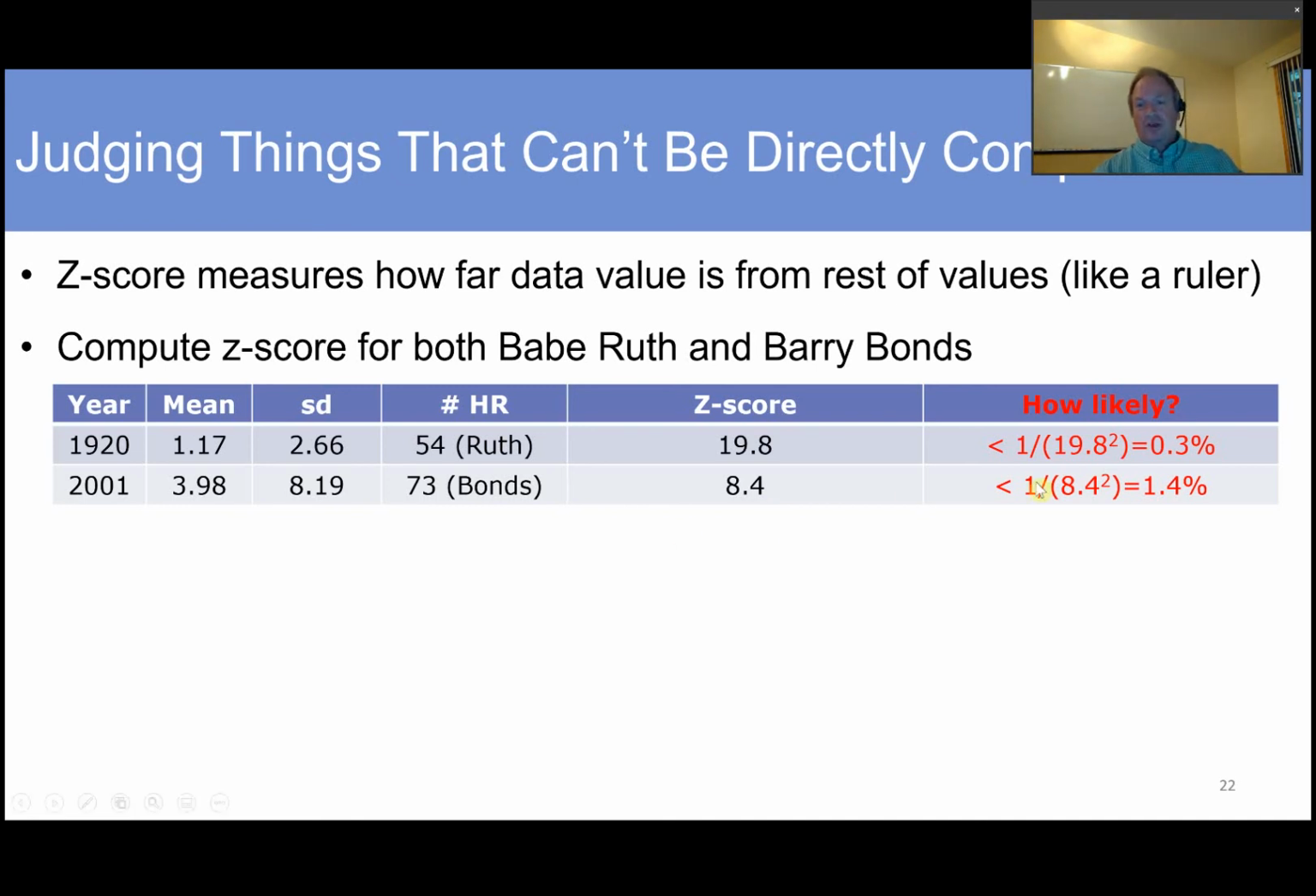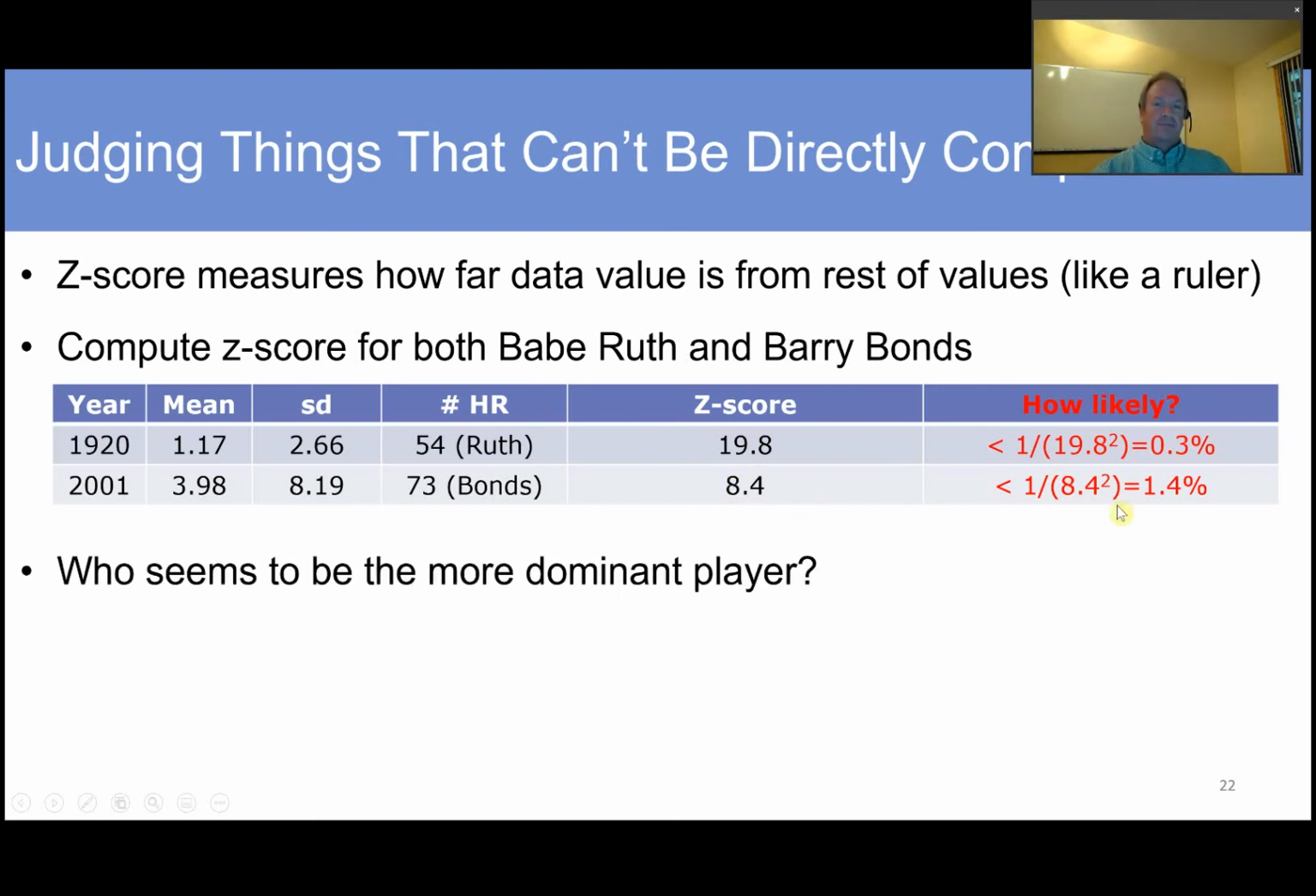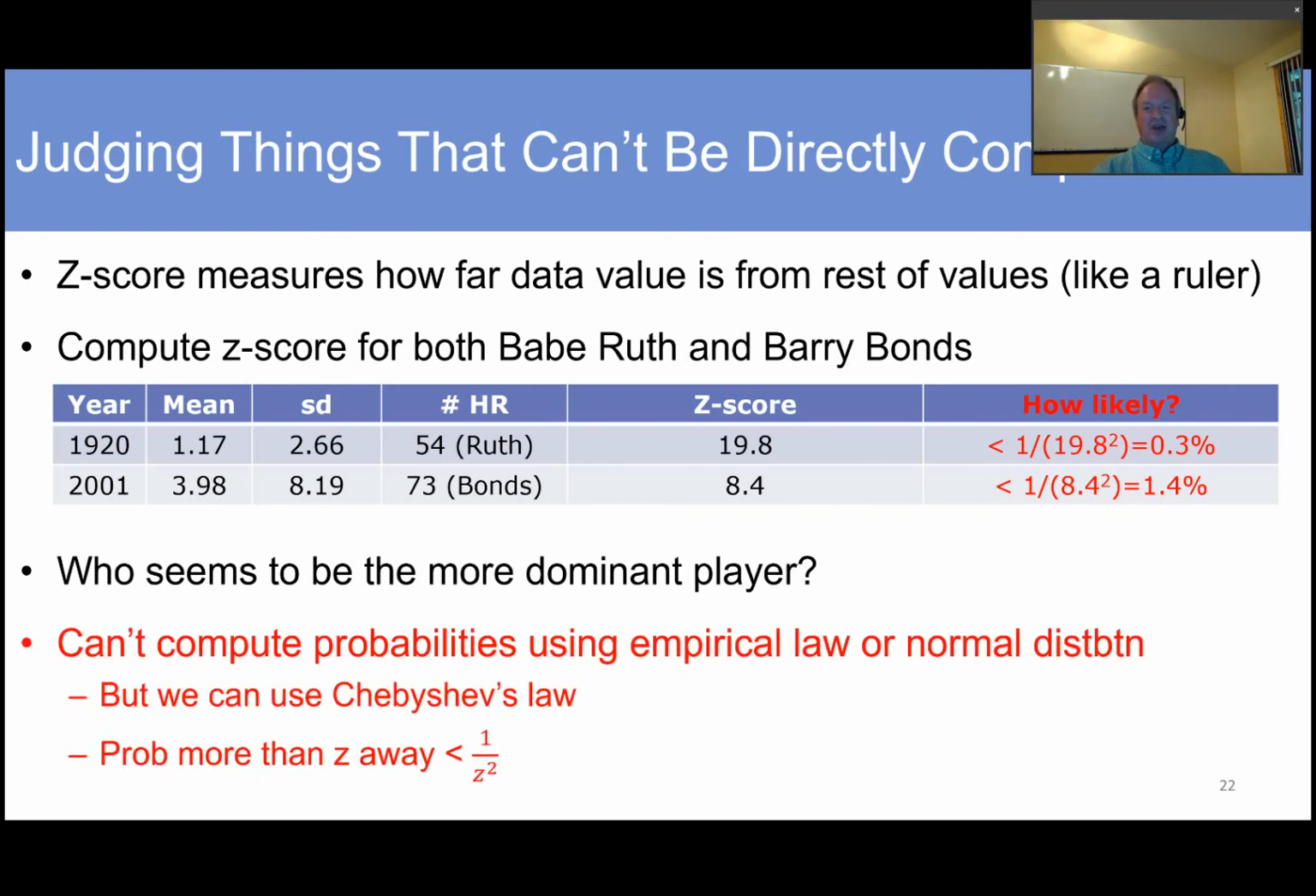Again, if you use Chebyshev's theorem, it tells you that the likelihood of getting a value 8.4 standard deviations away from the mean is less than 1.4%. And so you can clearly see that Babe Ruth is the more dominant, but you can use Chebyshev's rule to support that also. So that's kind of a fun little exercise.